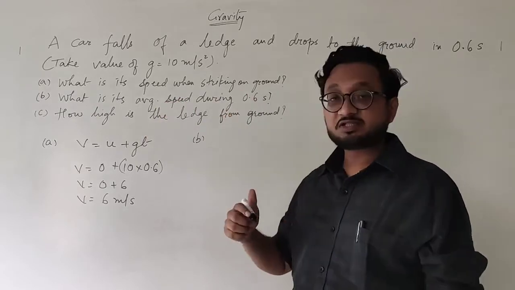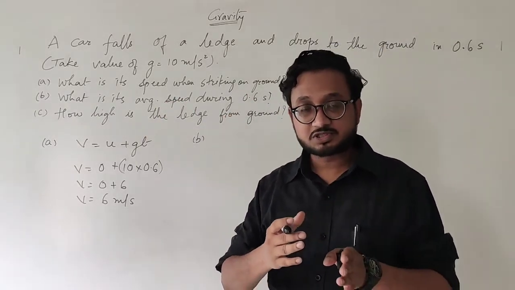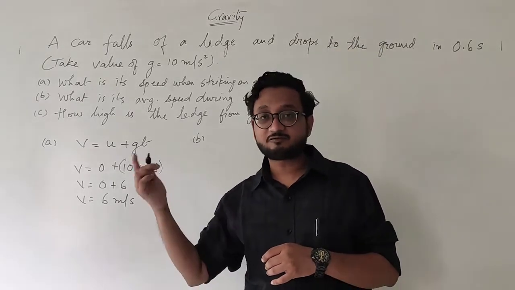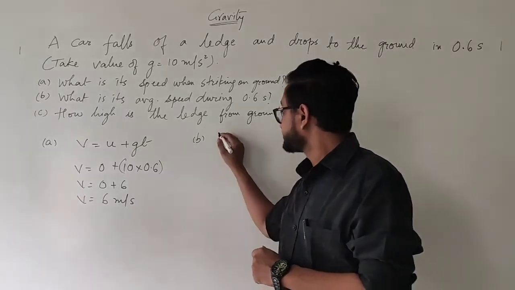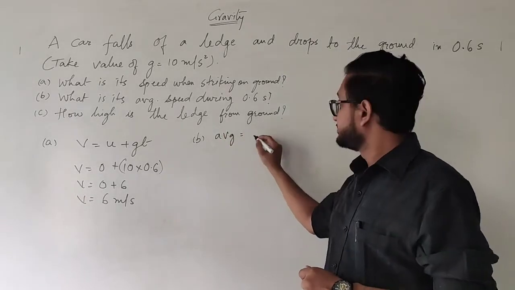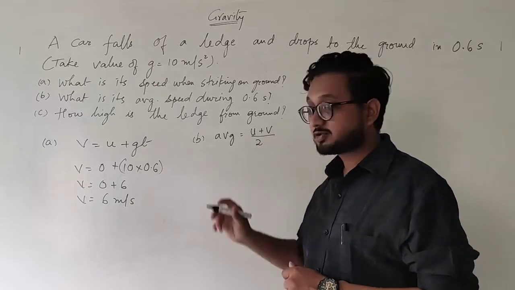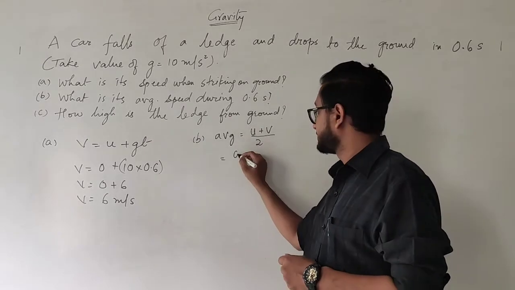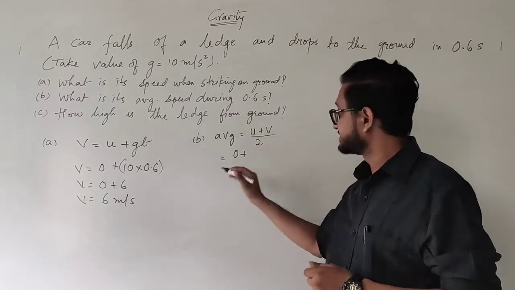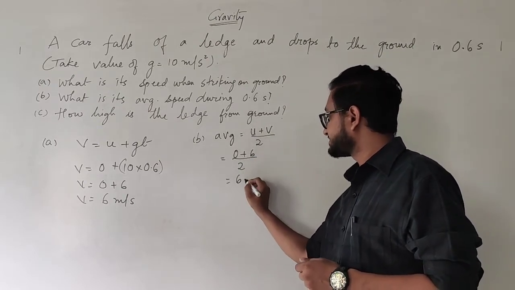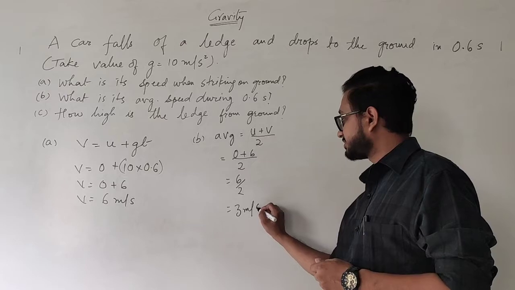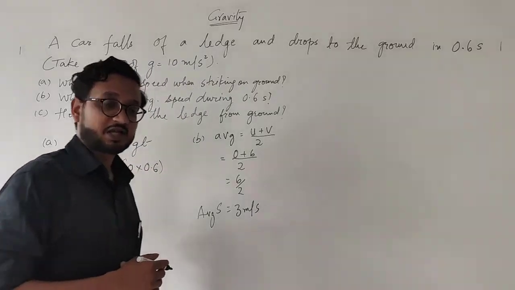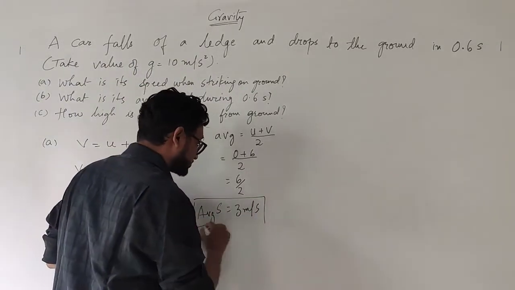What is its average speed during the 0.6 seconds? So the total time has been given to you, 0.6 seconds. So average speed, that is once again a question from the very first chapter, finding the average speed and average velocities. The average speed has a simple formula, u plus v divided by 2. Initial and final velocity, quite simple. Initial velocity is 0 plus final velocity we just found out, that is 6, divided by 2. So this becomes 6 by 2, that is 3 meters per second. So the average speed is 3 meters per second. Once again, quite simple, this also.